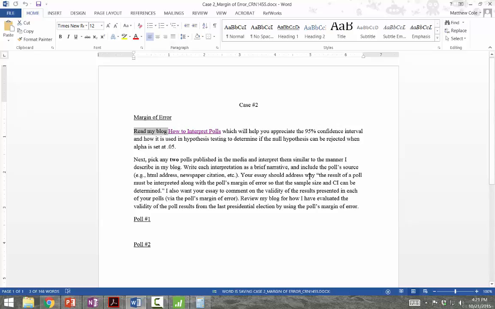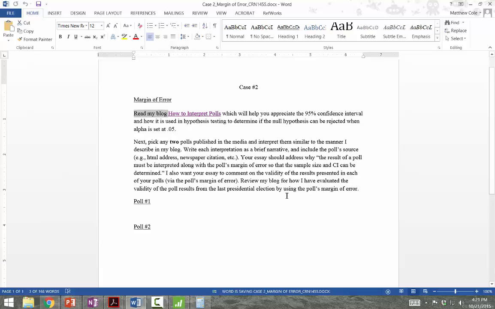Your essay should address why, quote, the result of a poll must be interpreted along with the poll's margin of error so that the sample size and confidence interval can be determined. I also want your essay to comment on the validity of the results presented in each of your polls using the poll's margin of error. Review my blog for how I have evaluated the validity of the poll results from the last presidential election by using the poll's margin of error. Okay, so I'm going to go through the blog in just a moment.